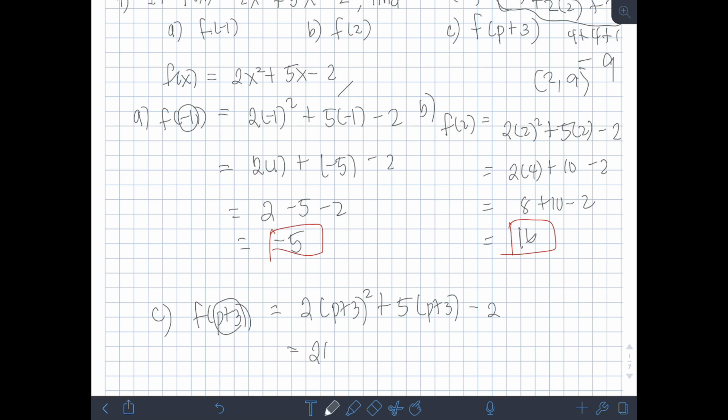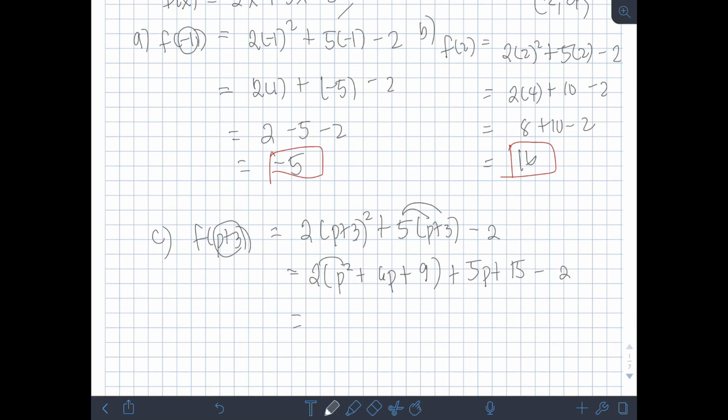So we have 2 times square of a binomial. So we have p squared plus p times 3 is 3p times 2 is 6p plus 3 squared is 9, plus distribute 5p plus 15 minus 2. Then we have distribute uli. So 2p squared plus 12p plus 18 plus 5p plus 15 minus 2.